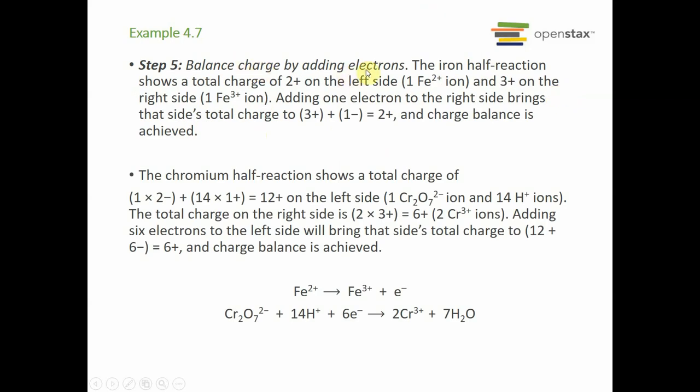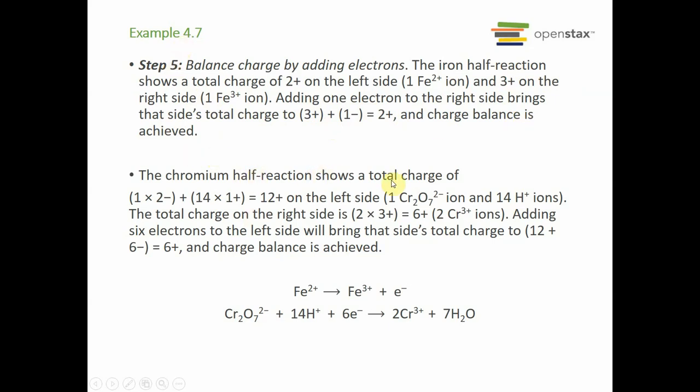Balance charge by adding electrons. The iron half reaction shows a total charge of 2 plus on the left side, the iron 2 ion, and 3 plus on the right side. Adding 1 electron to the right side brings that side's total charge to 3 plus 1 minus, which is 2 plus, and the charge balance is achieved.